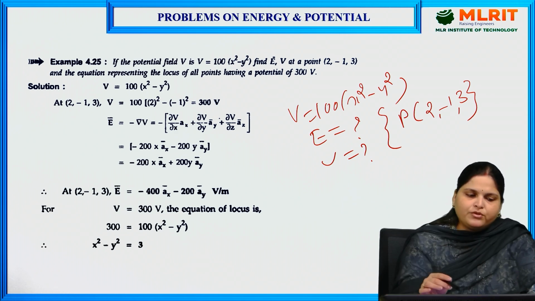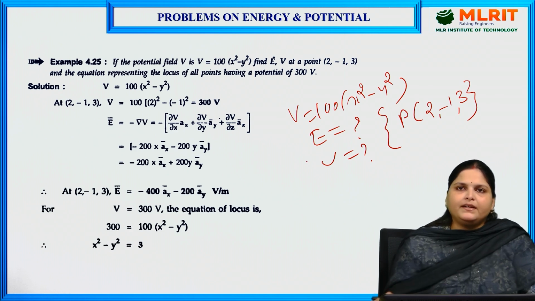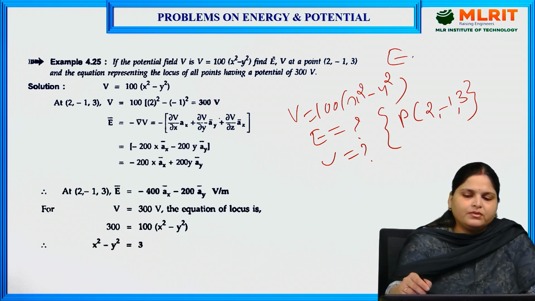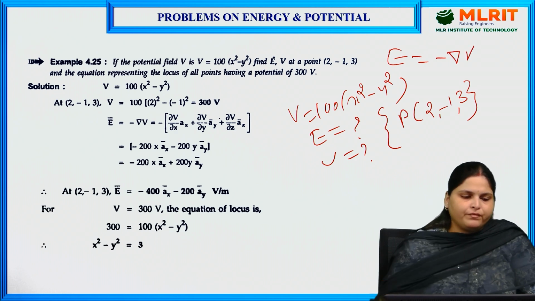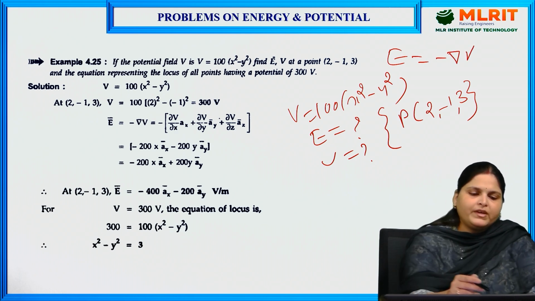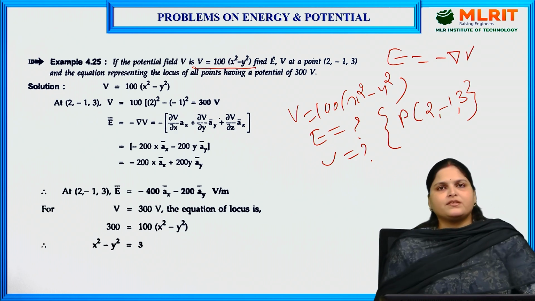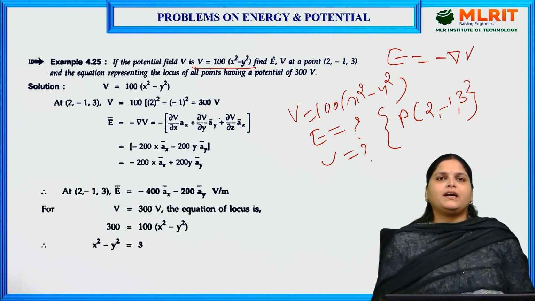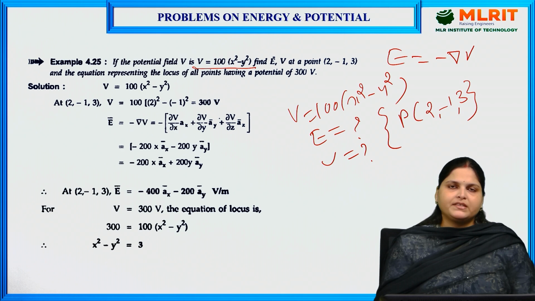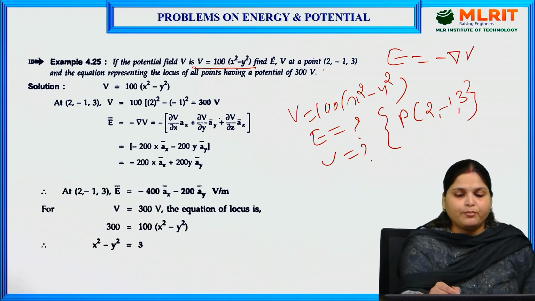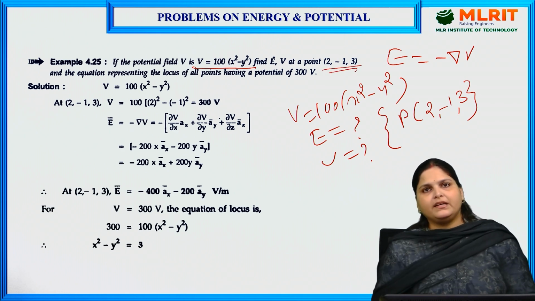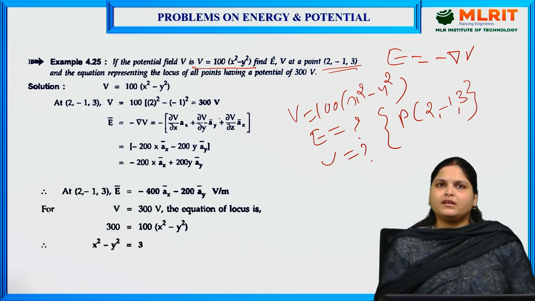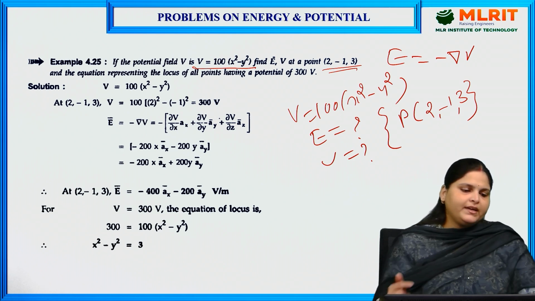Next, first of all, we can calculate E and V. We already know the formula. E is equals to negative gradient of V. Okay. V is given as 100 into x square minus y square. It is clear from this equation that V is given in Cartesian coordinate system, as well as the points where we need to find V and E, they are also given in Cartesian coordinate system. So there is no need of any conversion. So let us quickly find out.